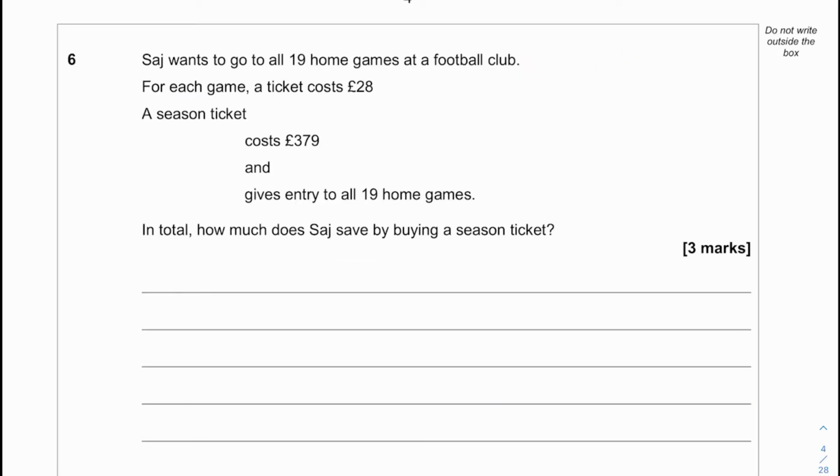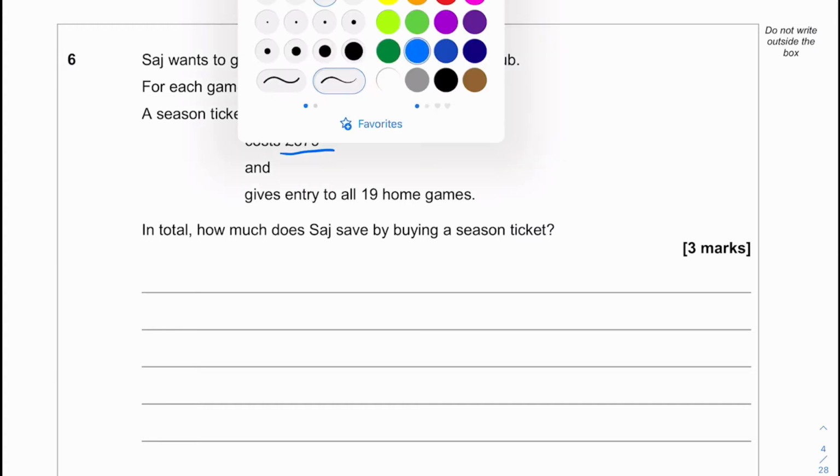Okay, so question 6 is just about taking information from the question to work out how much money Saj saves by buying a season ticket. Okay, so the key information is he wants to go to all 19 games, all 19 home games, and for each game a ticket costs £28, and then a season ticket costs £379, and gives entry of course to all the home games. So we need to work out how much money does he save from buying a season ticket.